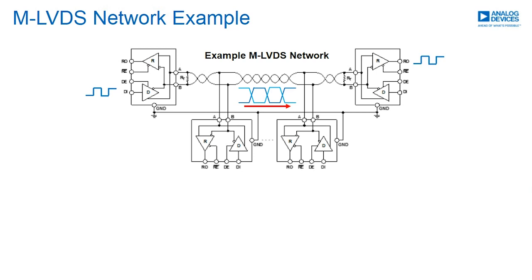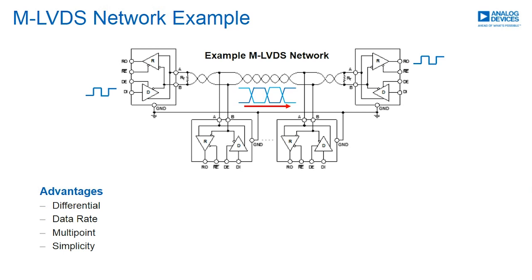The advantages of this network, which we have discussed, are that it is differential, which is inherently more robust than single-ended communication. It supports high data rates, is capable of communicating with up to 32 devices on a single cable, and it is simple and flexible.